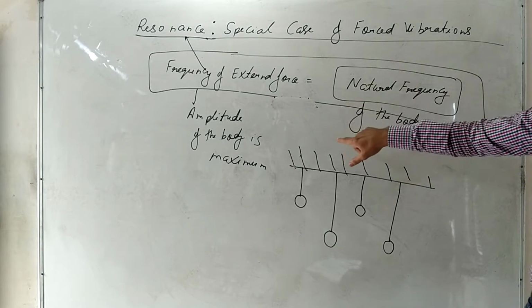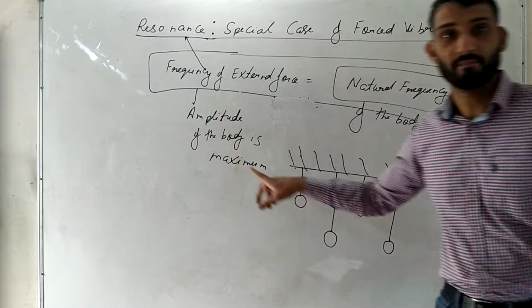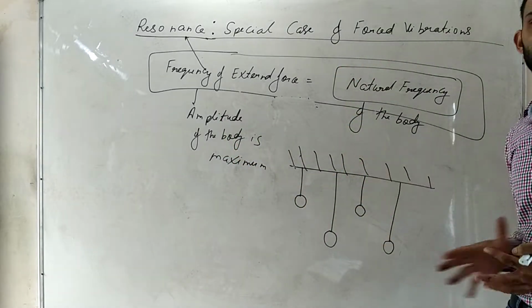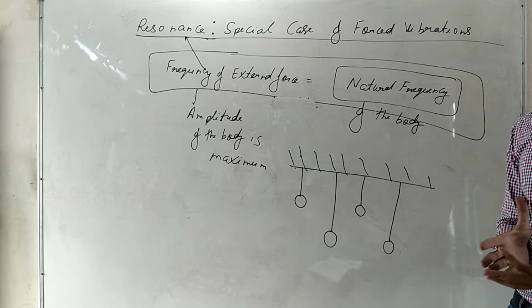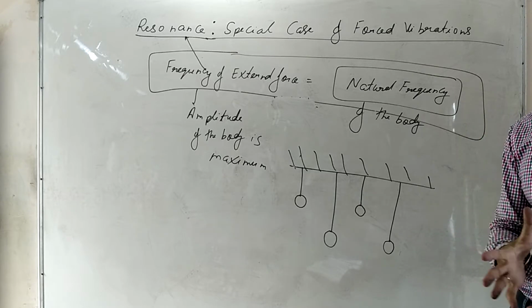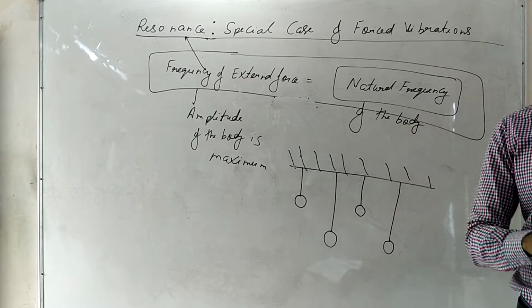and if this happens, the bridge is going to vibrate with the maximum amplitude, and there is a possibility that the bridge might break. So that is why they are asked to stop marching when they are marching through a bridge. So this is the third example.